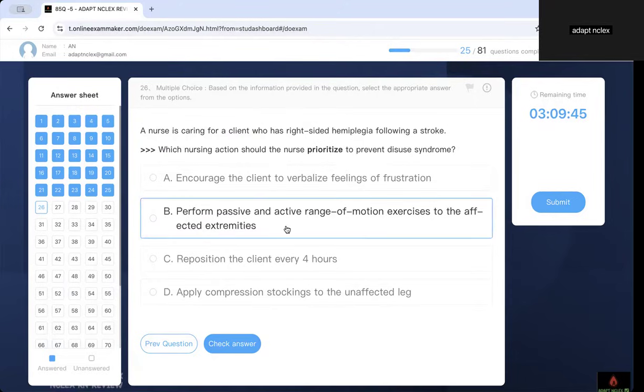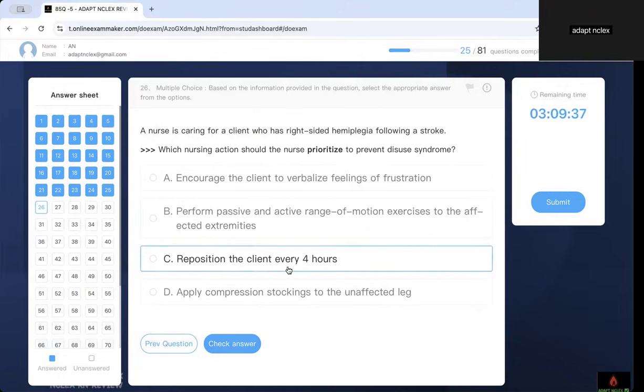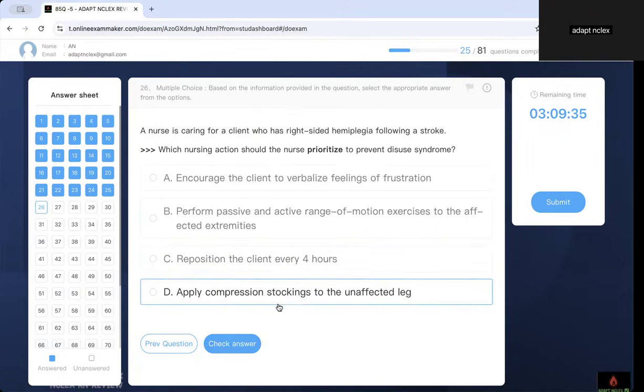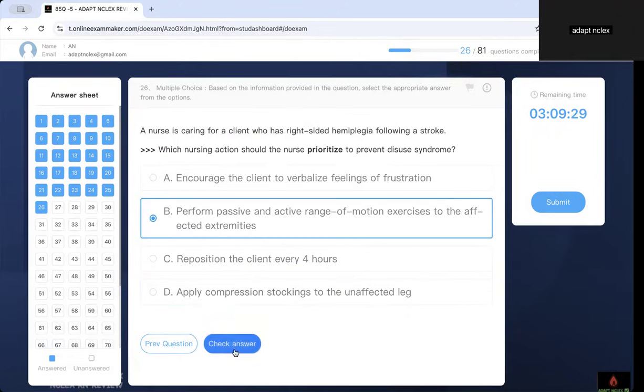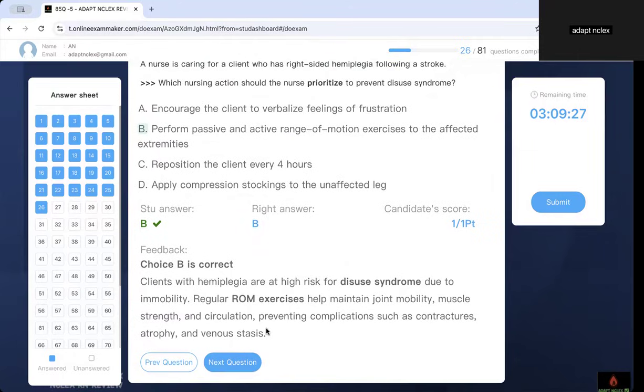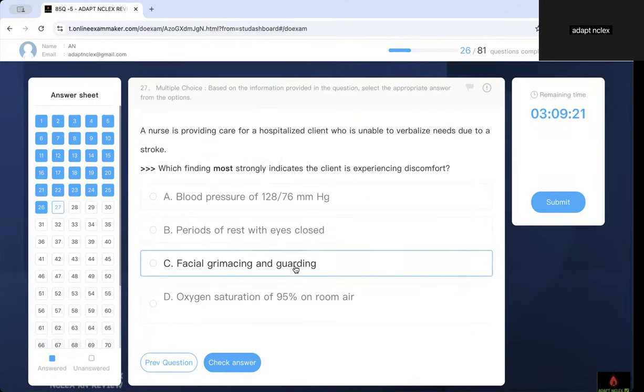Passive range and active range exercise to the affected extremities, forcing them to see if they can move, at the same time moving for them. Reposition them is not moving. Apply compression stocking, you are not moving it. You see the way I'm picking this. So watch these three questions, mark them so that next time you see them, you know what to do.